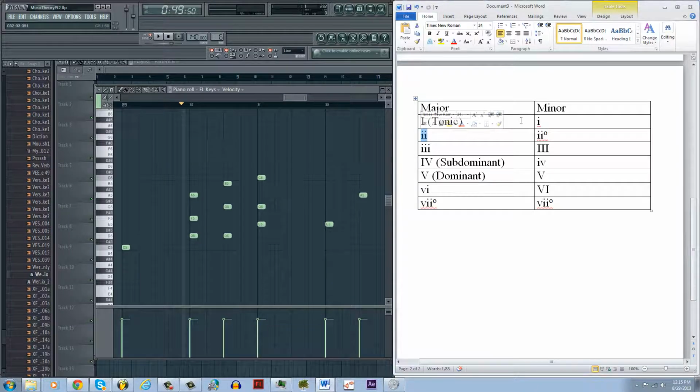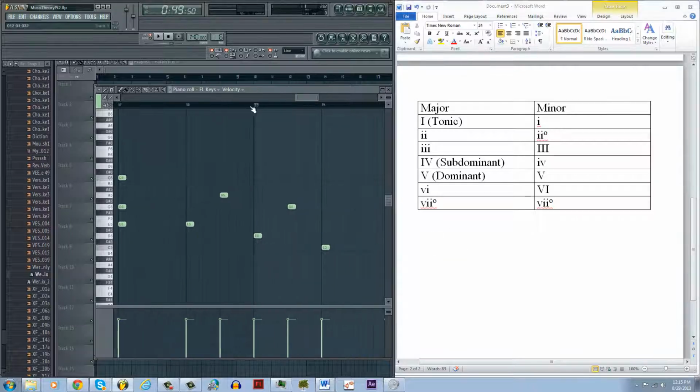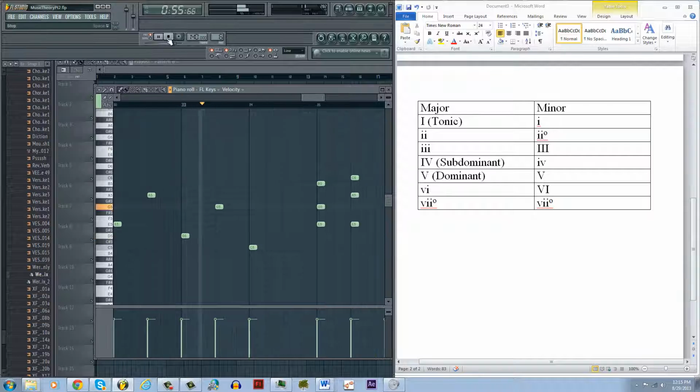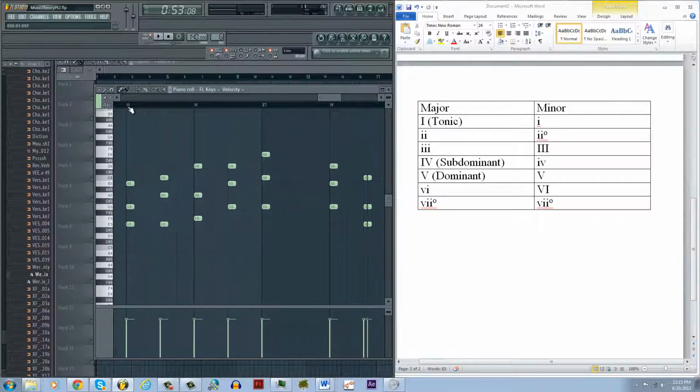We go 1, 2, 3, 4 to hit 5. And then back up 1, 2, 3, 4 to hit 1. So here are the individual notes here. And here's an example of a progression.